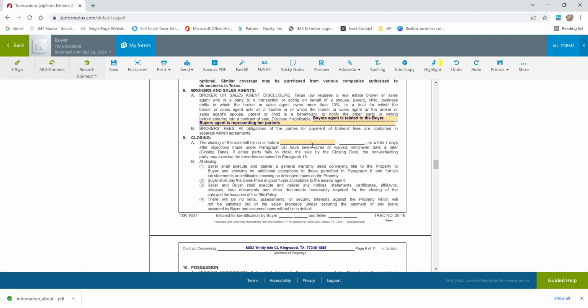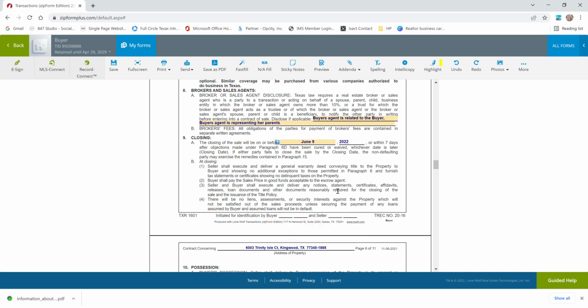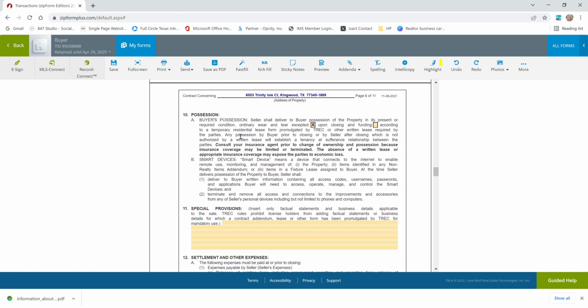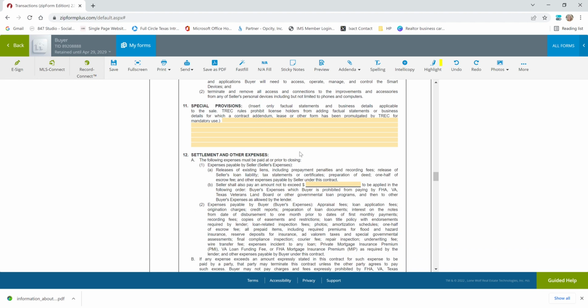So closing. This is basically saying that you are going to close on or before this date. Normally it's about 30 days, and so we would choose the date there. Then we would go forward. Under 10A, you're going to say that your buyers are taking possession upon closing and funding, or if they are doing a temporary lease, you would click this second box. Special provisions, I know you learned in school not to ever really write anything there. I would recommend not writing anything there.